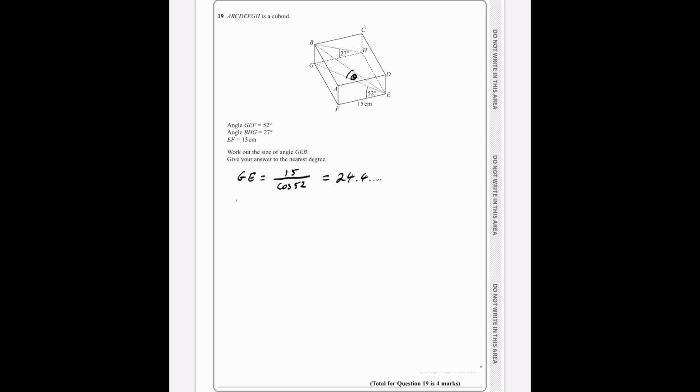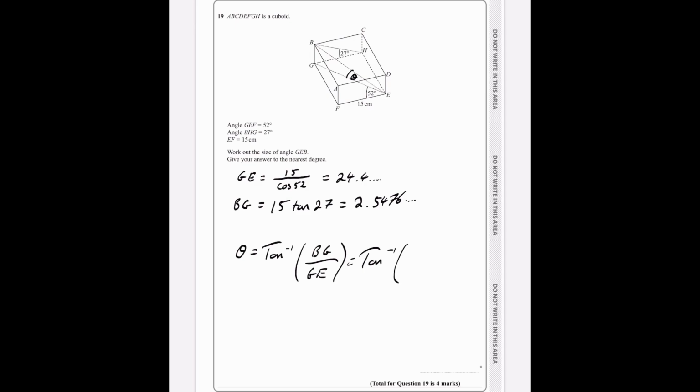For getting GE, cos of 52 is going to give us FE over GE. Quick rearrangement of that, we can get GE is 15 over cos of 52. Similarly for BG, looking at the triangle BGH, BG is the opposite on that one, so we can do 15 tan of 27, which gives us 2.54, etc, etc. And then to find the angle we're looking for, we can do inverse tan of those two values.